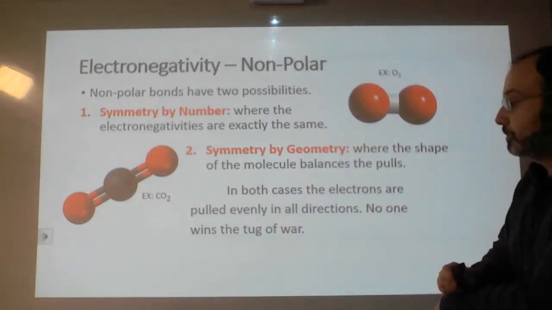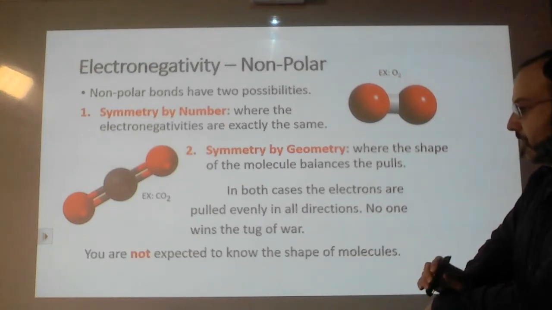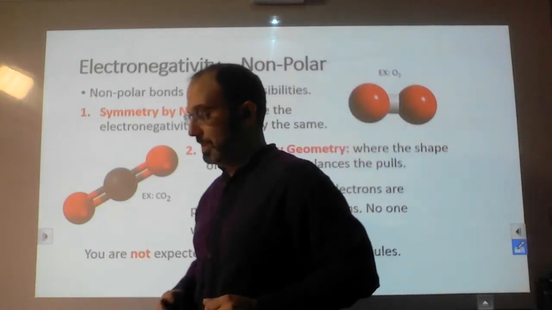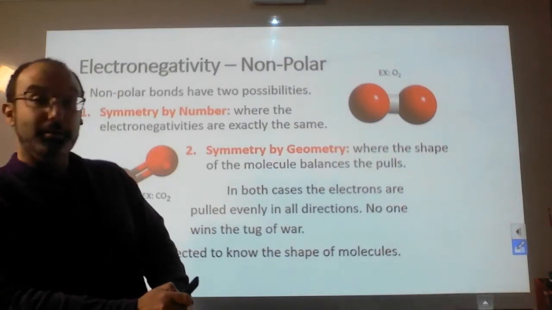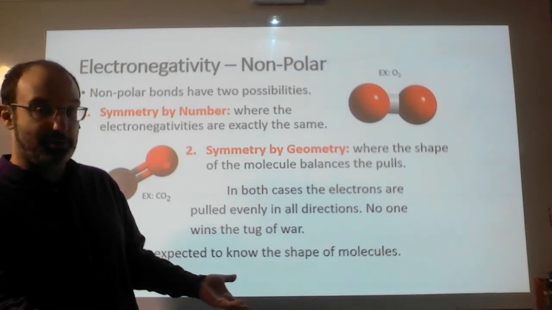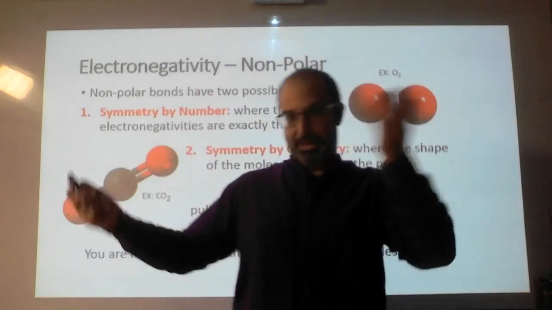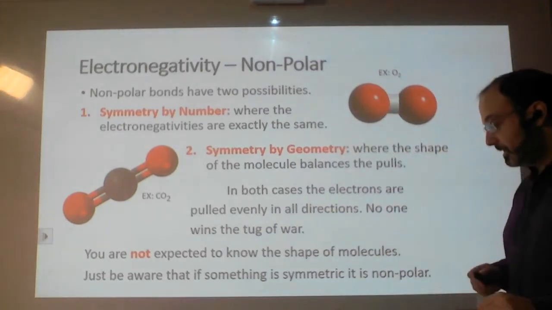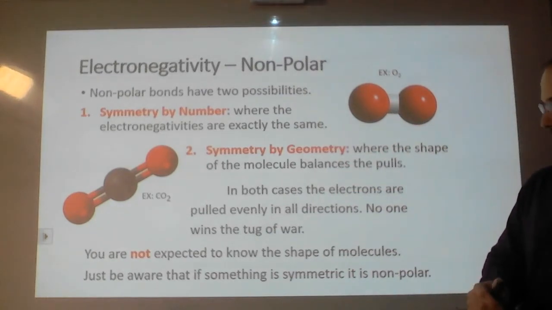In both cases, the electrons are pulled evenly in all directions, so no one will win that tug of war. You are not expected to know the shape of molecules before anyone panics. Like, whoa, carbon dioxide looks like that? I had no idea. That's a university level thing. You would go into that in a lot more detail later on in your career. But if I showed you some atoms, you should be able to tell me if they're symmetric or not, right? Like, you should be able to look at that and tell me, oh, that's a perfect line. Oh, this is a perfect line. I think I can figure that out. Just be aware that if something is symmetric, it is non-polar. That's the key thing I want you to pick up on here, okay?